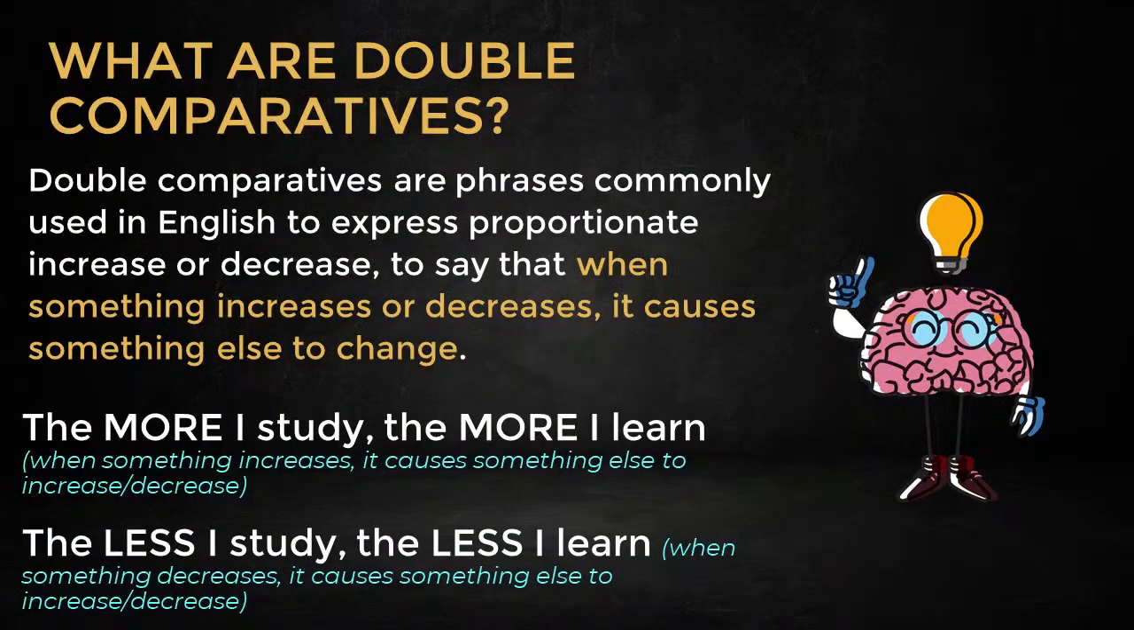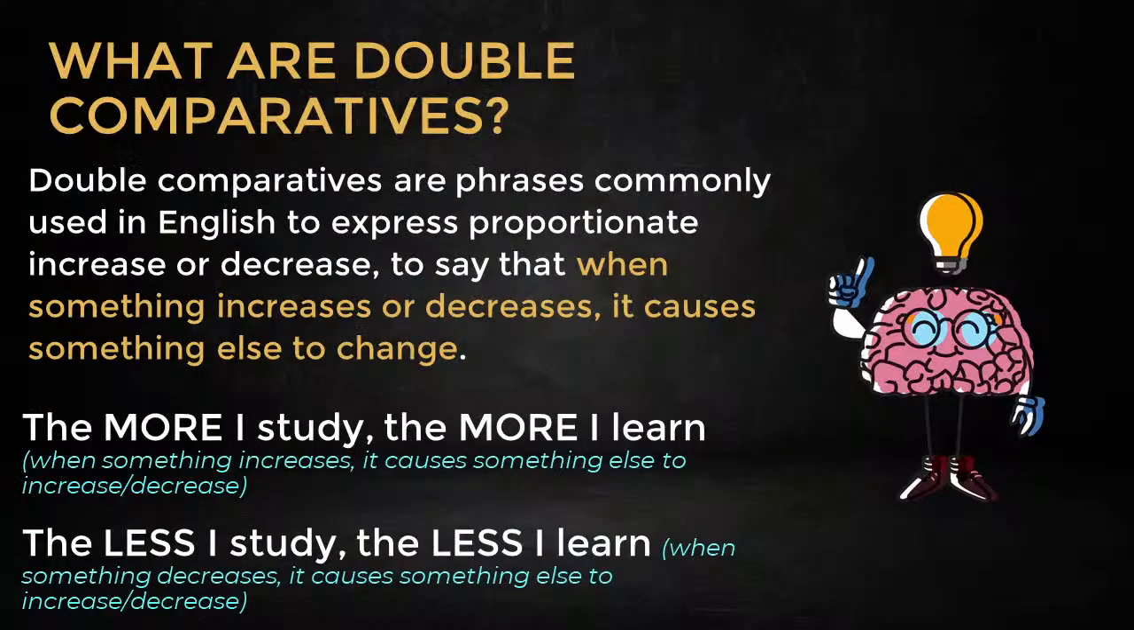So when something happens here, another one will happen here. It will increase or decrease in quality, frequency, number. Depends on the word you use, okay? So that's basically the idea. That's why I use the double comparatives. Let's take a look at the example here. The more I study, the more I learn. So I study more, I learn more.